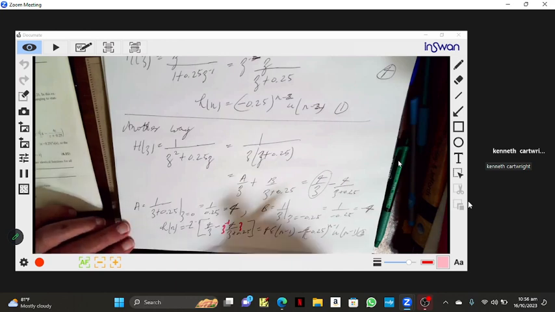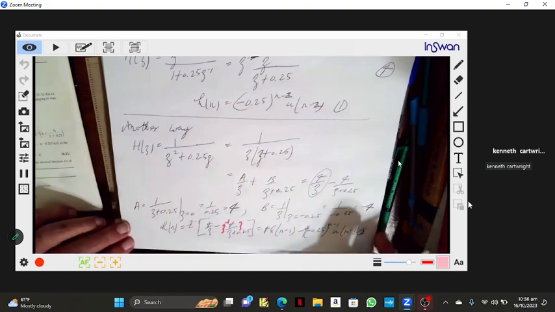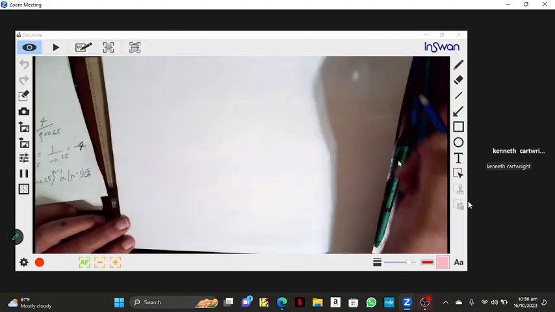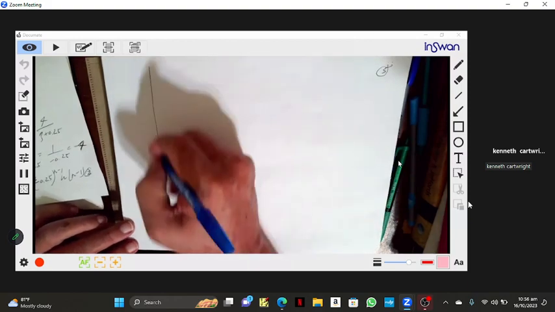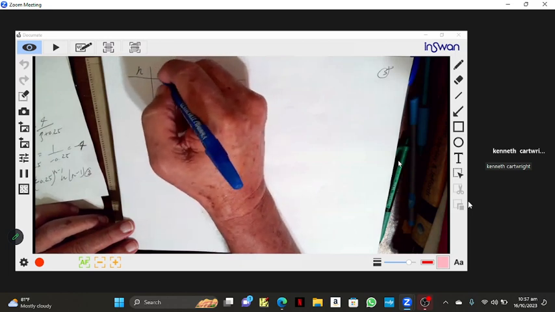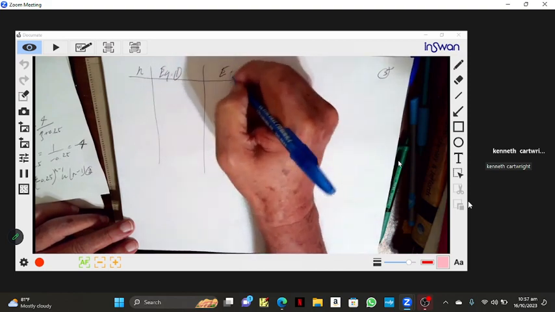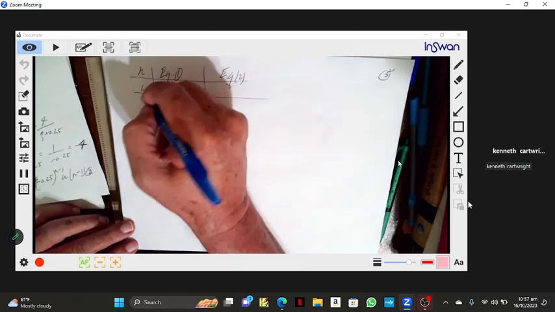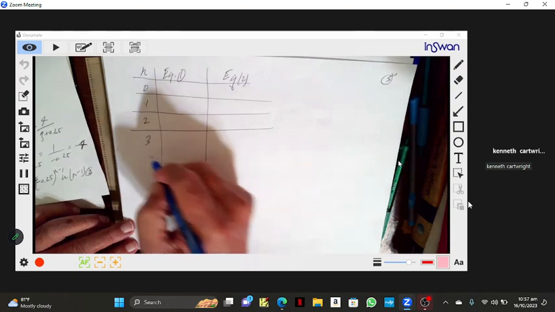Okay, and I can show you these two are the same. As a matter of fact, let's calculate both of them. Let's do n, equation 1, equation 2. N equals 0, n equals 1, n equals 2, n equals 3.